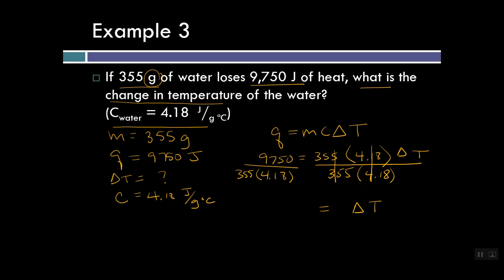Okay, so you take the 9,750 divided by 355 and then divide by 4.18, and you get 6 point, let's see, let me do 3 significant digits, so 6.57 and the units for temperature is degrees Celsius. All right, so notice it did not change the temperature very much, okay, because water can absorb a lot of heat. That's what keeps our Earth so wonderful, so nice for us. All right, so here we go.